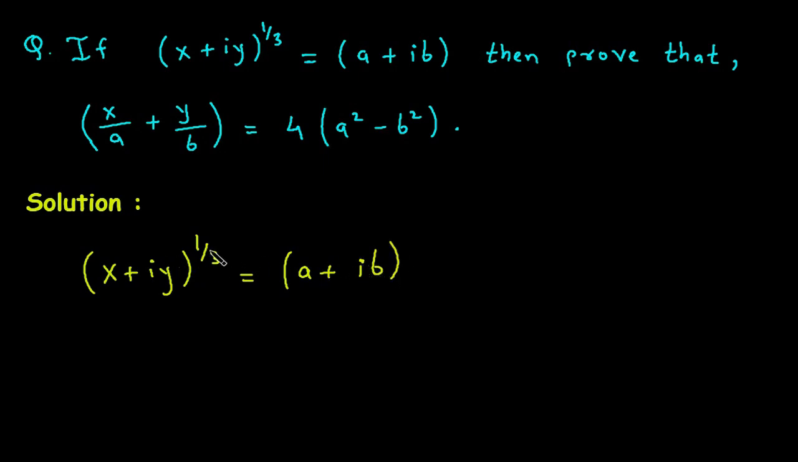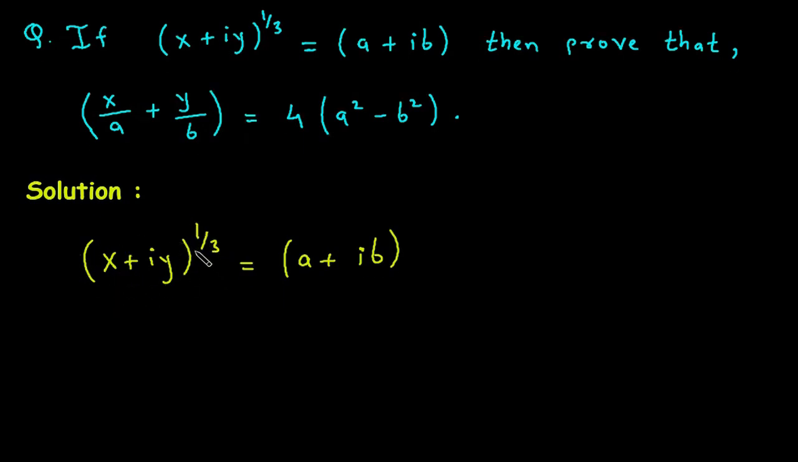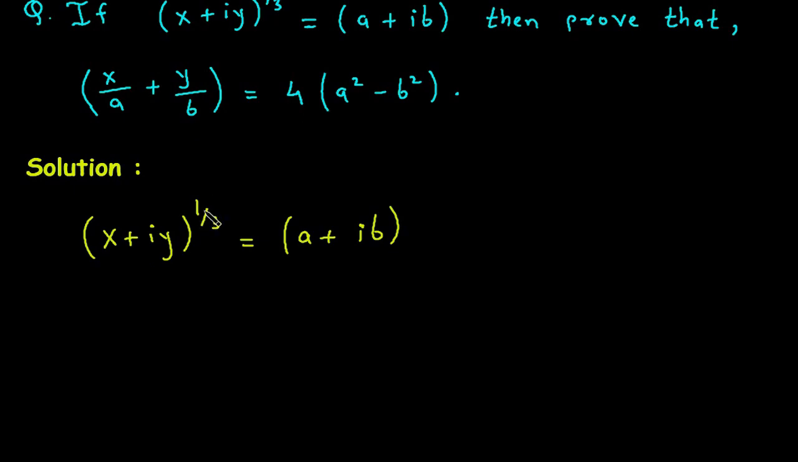Now here we can see it is simply the cube root, or to the power 1/3. So if we take this 1/3 to the right side, or if we take the cube on both sides, then this will be x + iy = (a + ib) whole square. Not whole square, it is whole cube, because this 3 will go on this side.